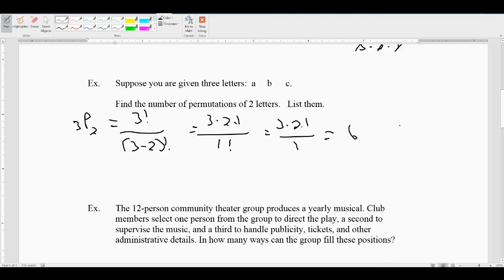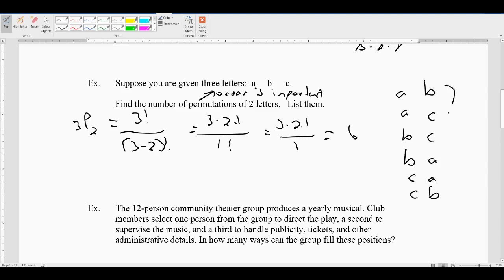Now, let's actually list them. From our list, we can choose A and B together, and then A and C together. And then we choose B and C. With permutations, the order is important. What that means is AB is not the same as BA. It's a different ordering. AC is not the same as CA, and BC is not the same as CB. So these are all 6 different orderings.